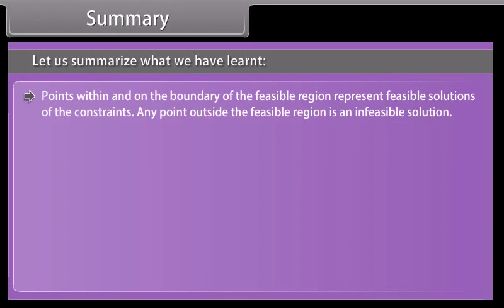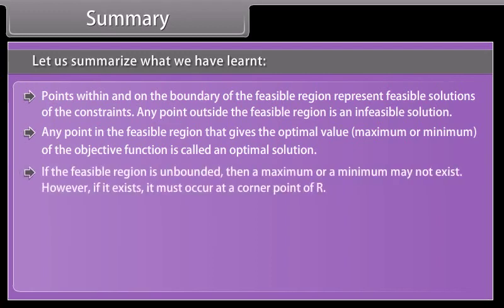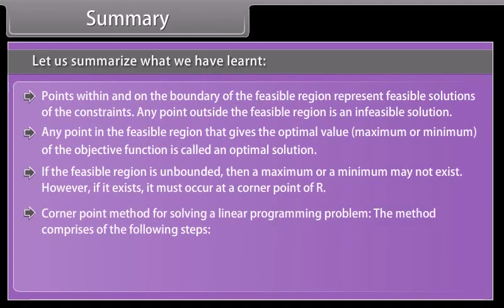Any point outside the feasible region is an infeasible solution. Any point in the feasible region that gives the optimal value, maximum or minimum, of the objective function is called an optimal solution. If the feasible region is unbounded, then a maximum or a minimum may not exist. However, if it exists, it must occur at a corner point of R. Corner point method for solving a linear programming problem. The method comprises the following steps.